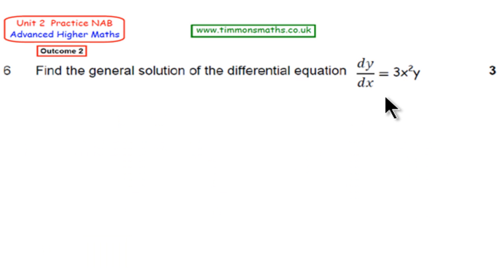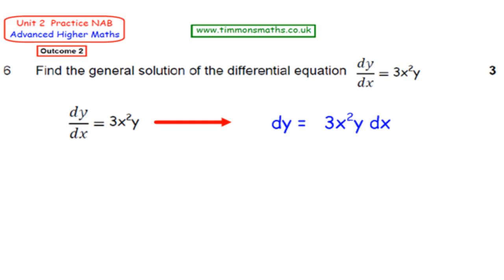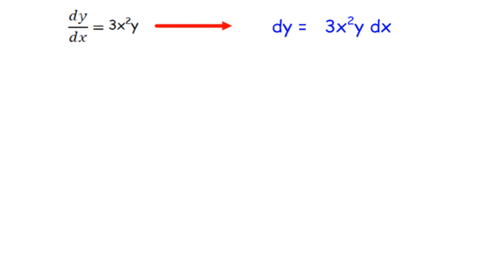We do this differential equation by separating the variables. The y is on the left hand side and the x is on the right hand side. So dy by dx is equal to 3x squared y. Take the dx across and multiply. So that dy is equal to 3x squared y times dx. We can then take the y over and divide by it. So we've got dy over y on the left hand side, and on the right hand side we're left with 3x squared dx.